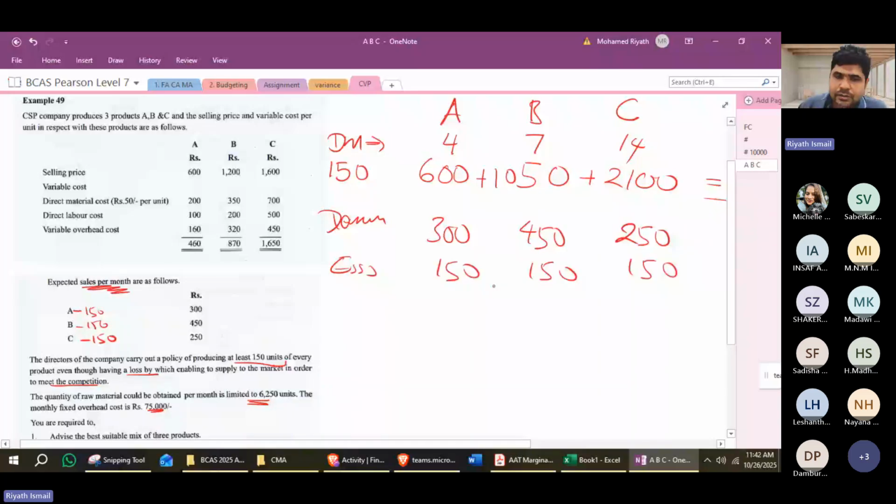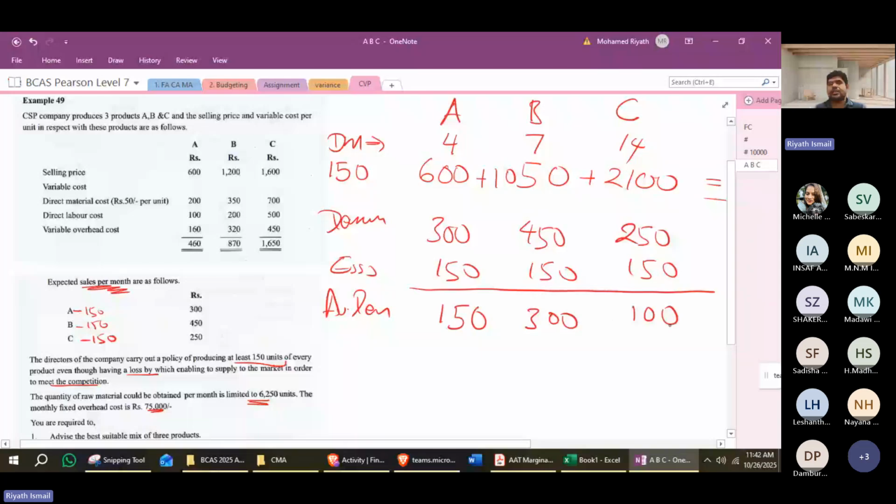So the market demand, available demand: here we can maximum produce 150 A, 300 B and 100 C available demand, because already we satisfied 150 of each. Right. Now let us look at the contribution.